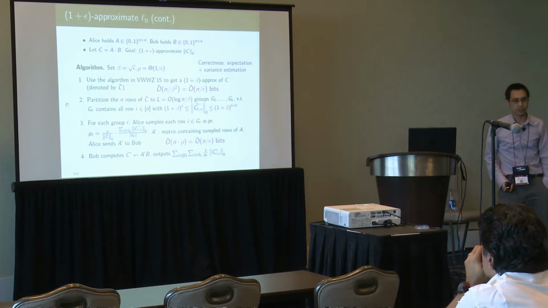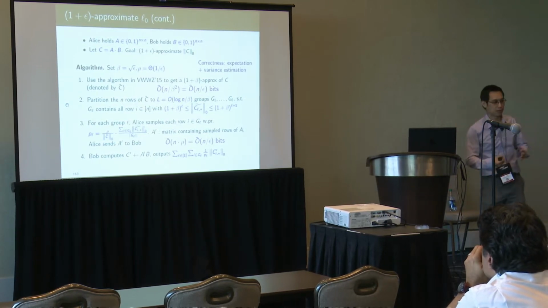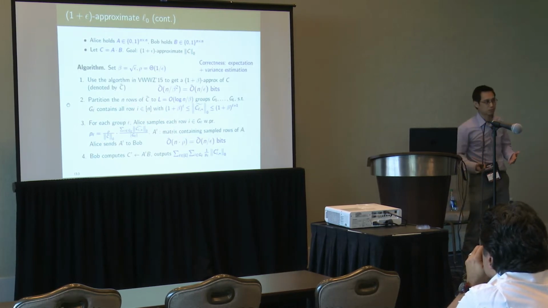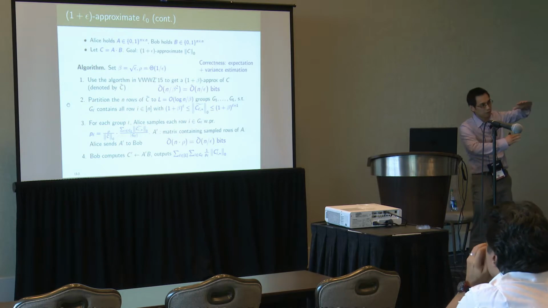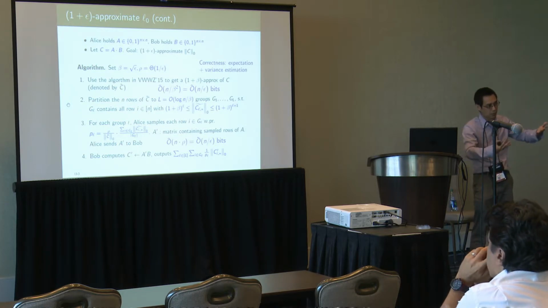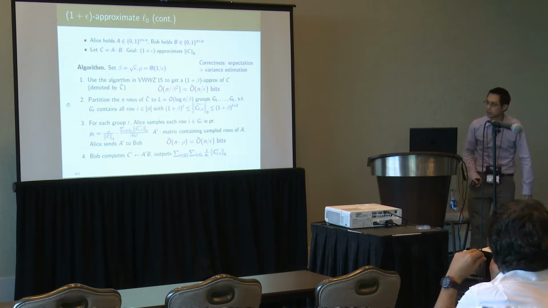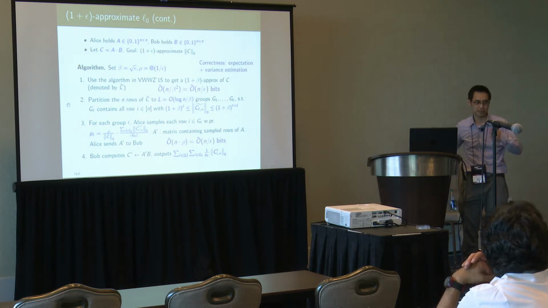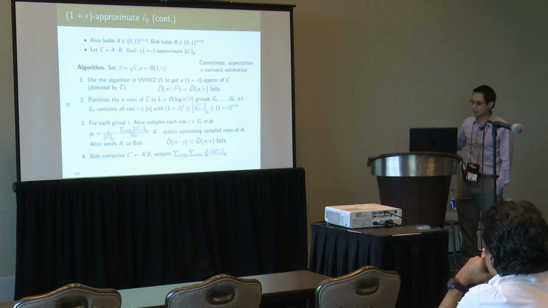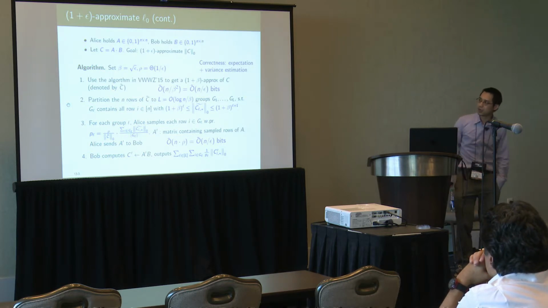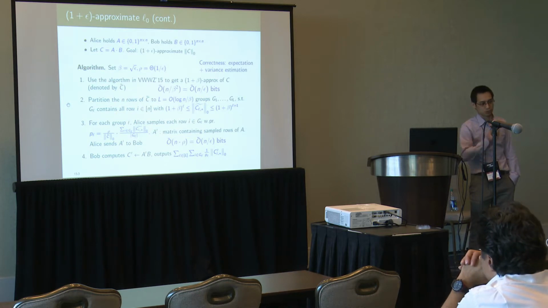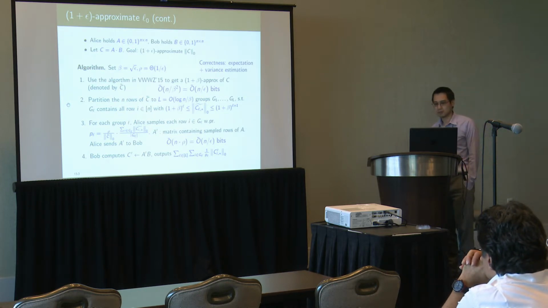Correctness can be proved by some standard expectation and variance estimation, but because we sample more carefully, we have low variance, so that's why we get this improvement. I will not show the technical details because this takes a few pages. So that's basically everything about the 1 plus epsilon approximation of the L0 norm of C, the number of non-zero entries of C.